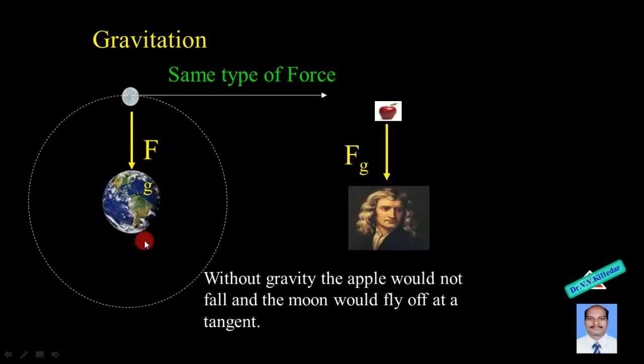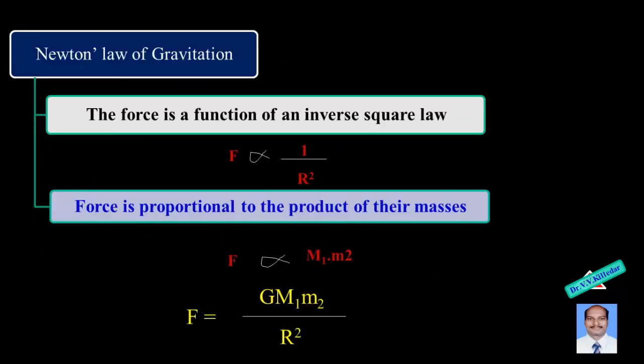At the same time, he finds that the moon is revolving around the earth continuously, but it never flies off at a tangent to the circular path of its motion around the earth. From this, Newton concluded that there must be some force of attraction which binds the earth with the moon, and he called this force gravitational force or gravity. So he concluded that there exists a force of attraction between two material bodies.